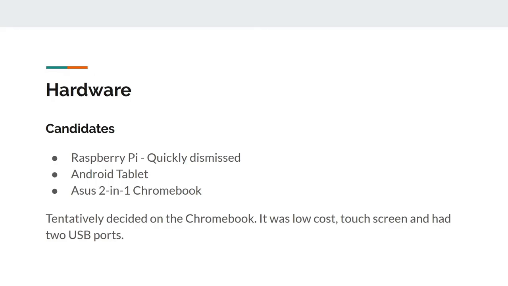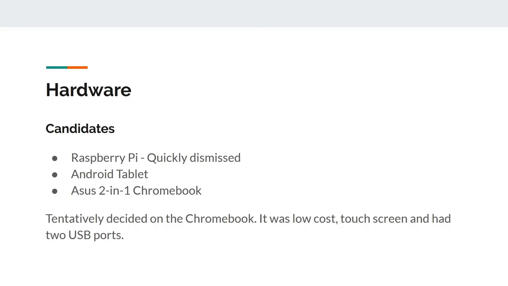And also, people that aren't familiar with Raspberry Pis a lot of times dismiss them as toys or something that's fun to play around with but not really a serious tool, which I think is really unfortunate because they're being used in a lot of places from manufacturing to medicine. But that's the reality that we ran into. We also looked at some Android tablets, but didn't really go too far with that.